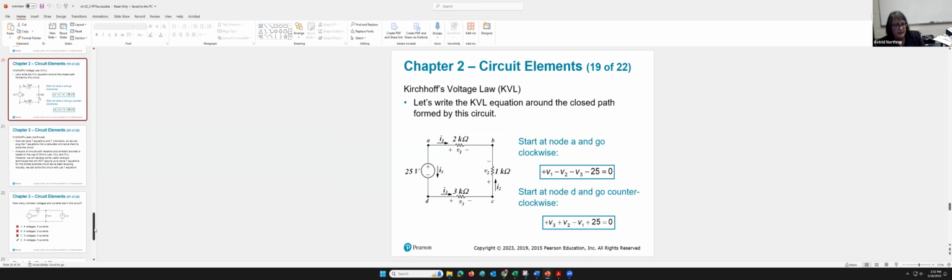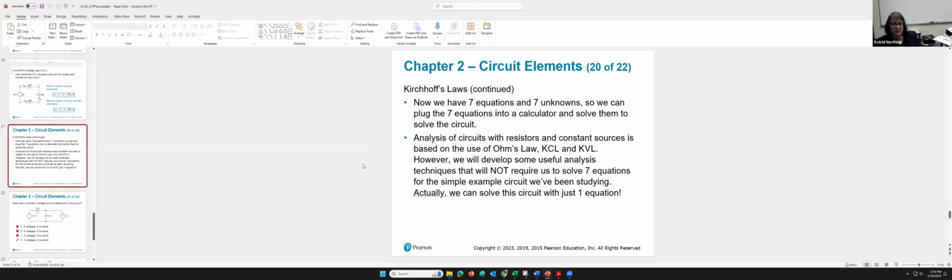If we were to start somewhere else at D and go counterclockwise, we would have positive, positive, negative on V1 and positive again. So once again, since it's equal to 0, it really doesn't matter if you do it clockwise or counterclockwise, but you have to do one or the other. You can't mix and match.